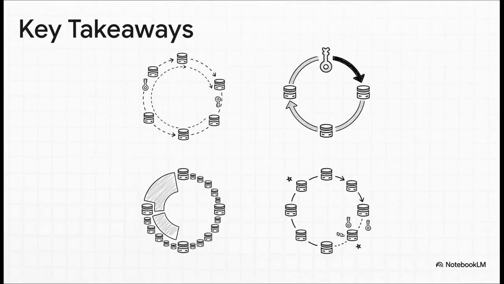Okay, so let's wrap this all up. If you're going to remember anything from this, let it be these 4 things. Number 1, you map everything, keys and servers, onto a circle. Number 2, to find where data lives, you just walk clockwise. Number 3, you use virtual nodes to keep the work spread out evenly. And number 4, the big payoff. When things change, when you scale up or down, the data movement is absolutely minimal.